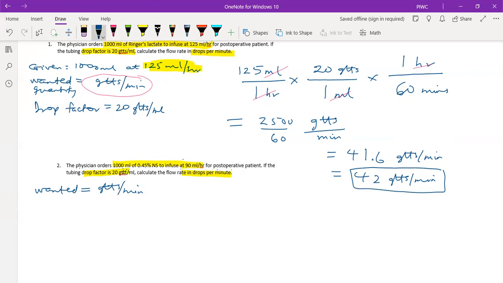Okay. So let's do the same thing we did as above. Drop factor 20 GTT per ml. Okay. And then our given, the doctor has ordered that you give the 1000 ml at the rate of 90 ml per hour. So that would be the rate, ml per hour. They have to infuse 1000 ml of the normal saline.